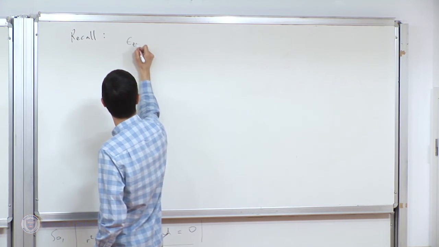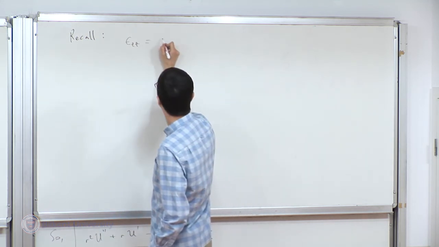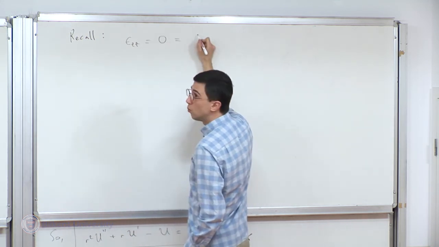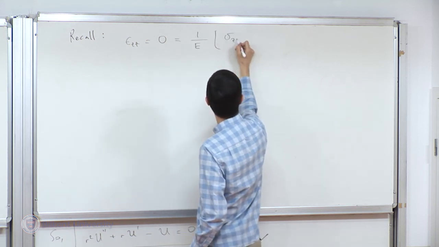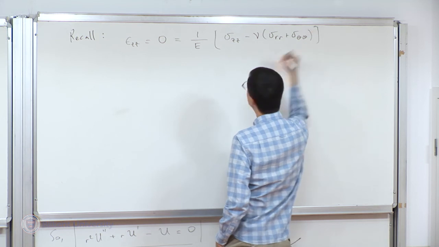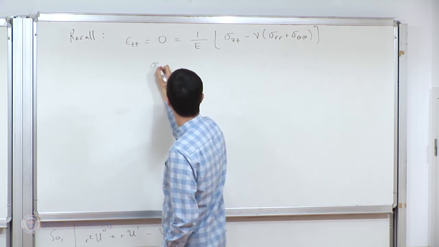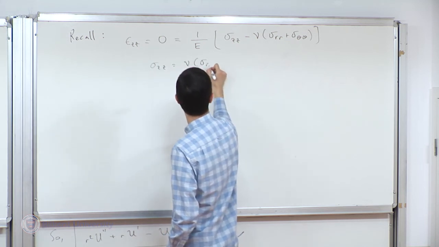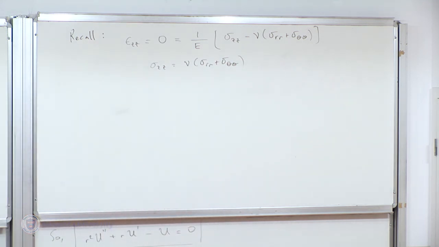And in particular, if I write epsilon ZZ, UZ is 0, so epsilon ZZ is also equal to 0. That's equal to 1 over Young's modulus, the stress in the corresponding direction, sigma ZZ, minus the Poisson effect, nu times sigma RR plus sigma theta theta. Okay? Since that's equal to 0, from this I obtain sigma ZZ equals nu times sigma RR plus sigma theta theta, which is exactly what I have got here as well. So it is no surprise that this should be the case.